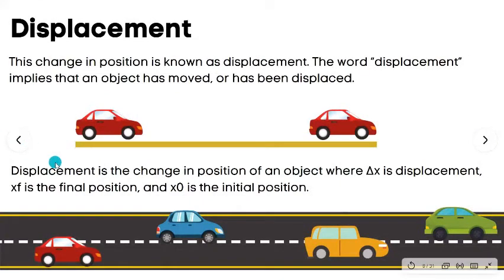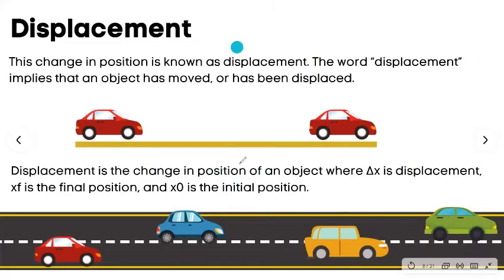Next, let's go to displacement. When we say displacement, this is the change in position. And the word displacement implies that an object has moved or has been displaced. From this position, as we can see, the car moved to this location. So the displacement is the change in the position.